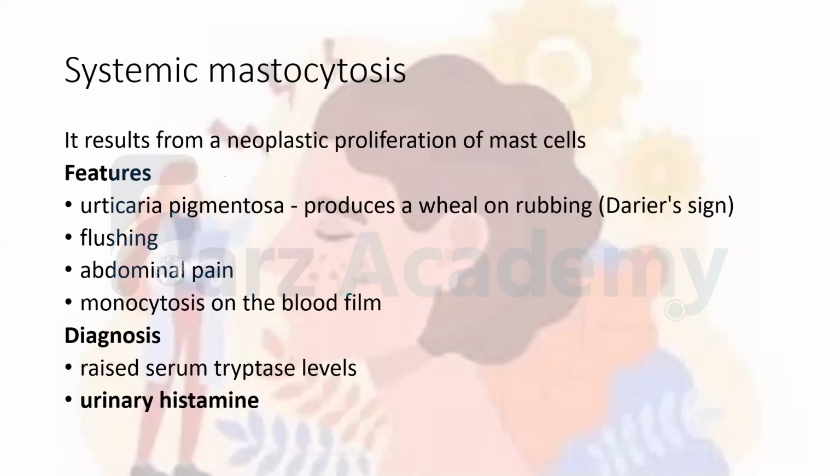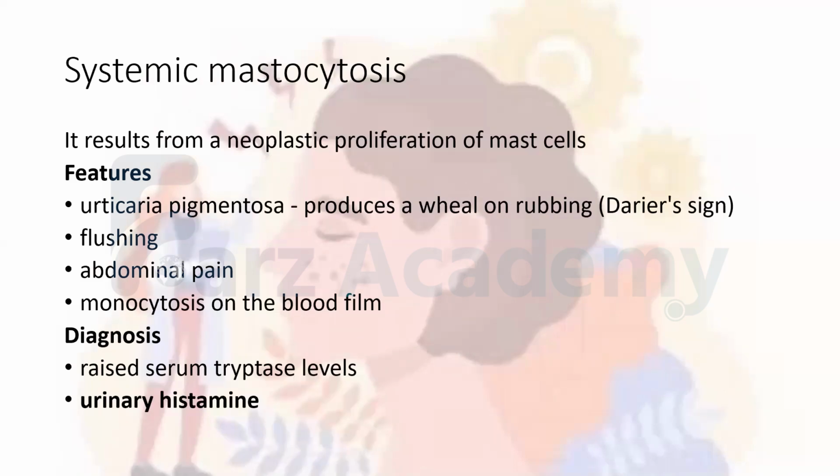So moving on to the next topic, systemic mastocytosis. It results from a neoplastic proliferation of the mast cells. Okay. So what are the features? Commonly seen are urticaria pigmentosa, which produces a wheal on rubbing. This is also known as Darier's sign. So this is the classical sign of systemic mastocytosis. Remember, Darier's sign is classical for systemic mastocytosis.